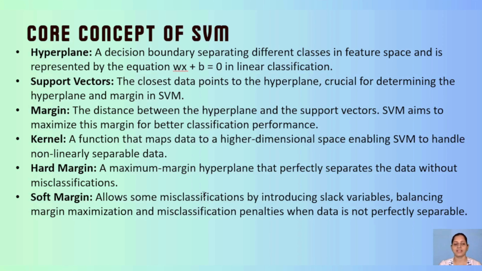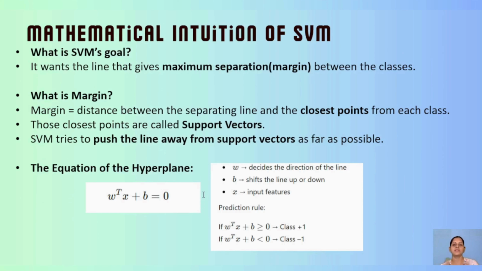We cannot see anything here. And we will now understand the mathematical intuition of SVM, how it is derived mathematically. So what is the goal of SVM? It's going to create a maximum separation between classes by creating different margins, right? So what is a margin? Margin is nothing but the distance between the separating line and the closest point from each class, right? And those closest points to the margins are called your support vectors, right?